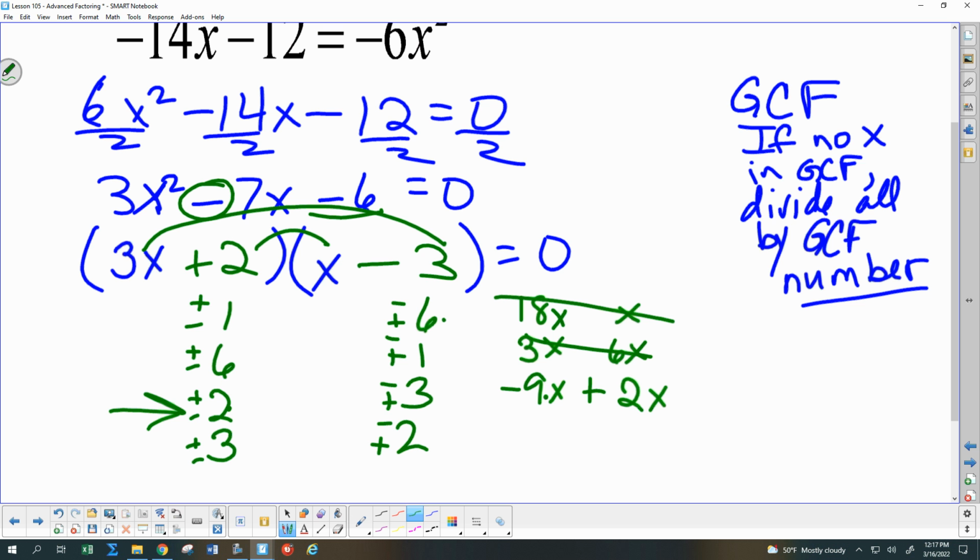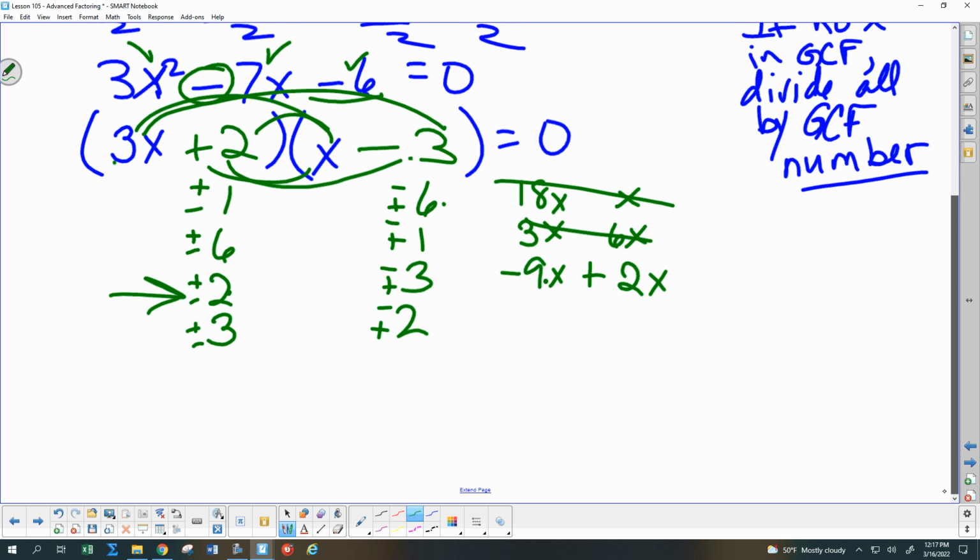So let's FOIL 3x plus 2 times x minus 3. 3x times x is 3x squared. 3x times minus 3 is minus 9x. Plus 2x is that minus 7x. And finally, if I take the plus 2 times the minus 3, is that a minus 6? So I'm convinced my guess and check factoring worked.